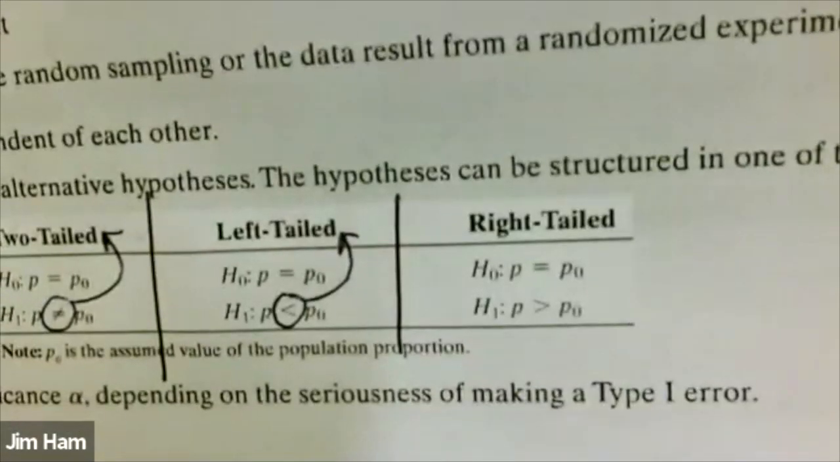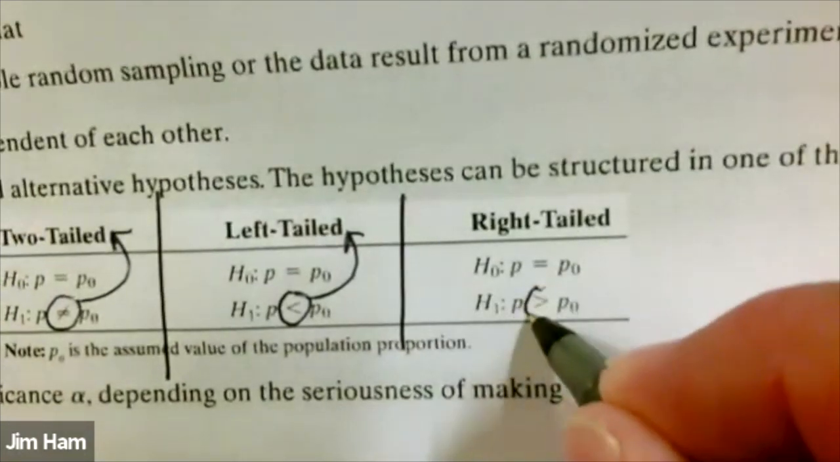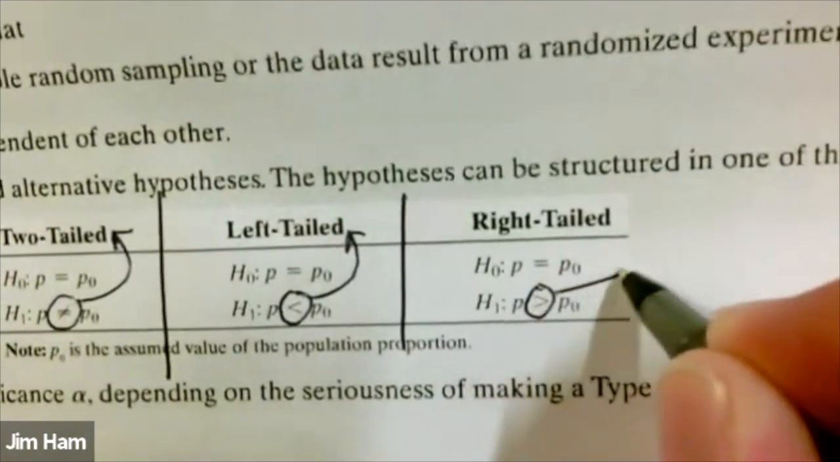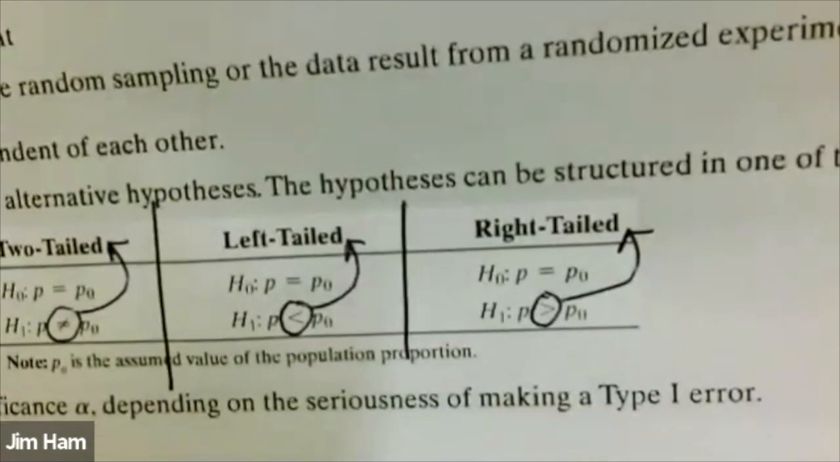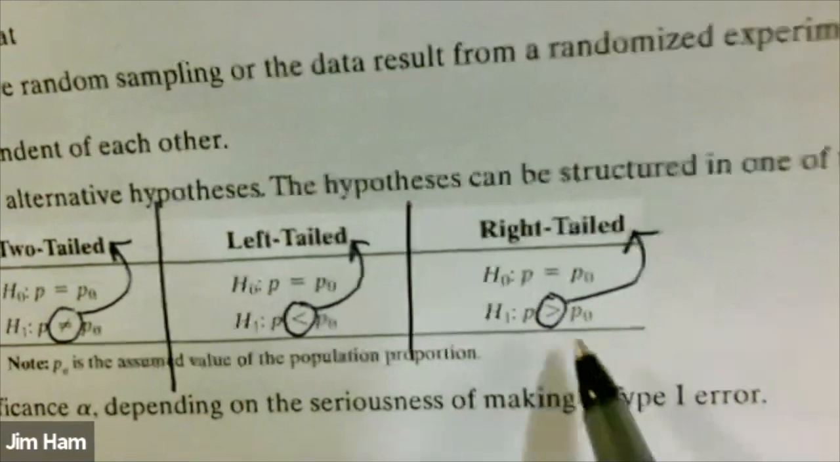And finally, for a right-tailed test, you can identify a right-tailed test because the alternative hypothesis will have a greater than sign. And some of your problems in the homework will be, is this a left-tailed test, right-tailed test, or two-tailed test from section 10.1? And you look at it right here.